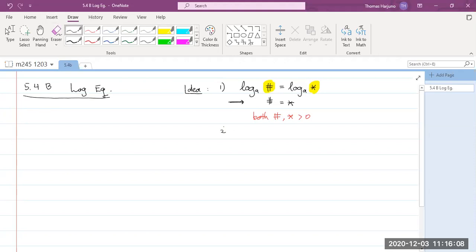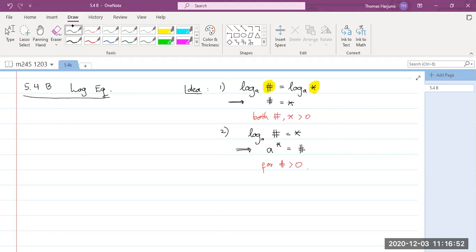Second, if we have log base A of blah equals blah, no logs, then the next step is we rewrite it into exponential form: A to the blah equals blah. Don't forget that the argument still has to be positive. Just keep in mind that when you play with the argument in a log, the argument has to be positive. Now that's what we will employ here.